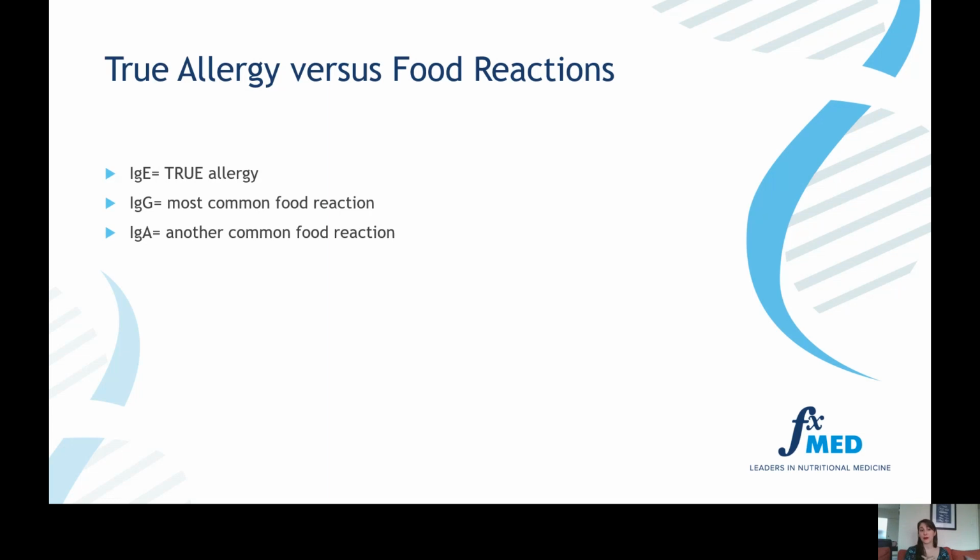IgA, immunoglobulin A, is another common food reaction. About 40% of people in some surveys have an IgA reaction. It's another common one, not an allergy, but it has similar effects in the body in terms of immune system activation. And we will explore now the different types of things that are measured in our food antigen testing and the way they look and the differentiation between symptoms with IgG, IgA, and IgE.